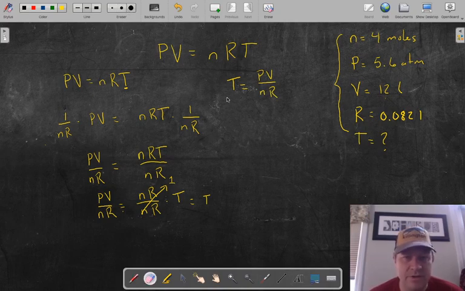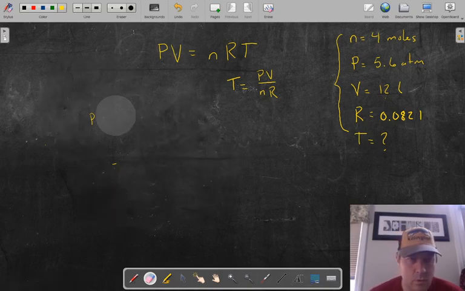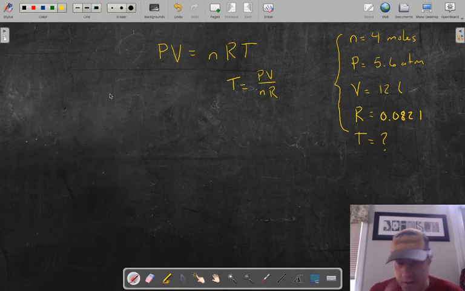This is the same process you do in all of these problems. You might be solving for n, you might be solving for V, you might be solving for P, but it's the same thing. Okay. Back over here. All right, so we want to know T. We have everything else we need, and we're going to plug those into this to get our answer.